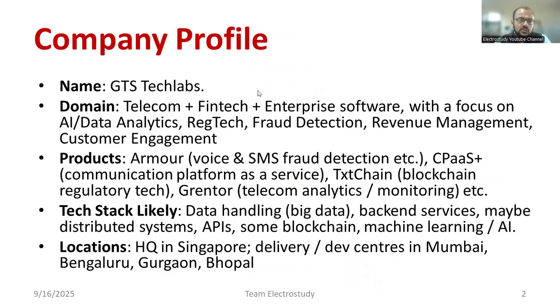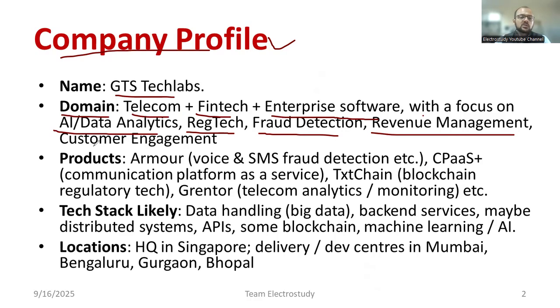Moving on to the discussion, first and foremost, I request everybody to go through the company profile. That is very important. You should know their products and services. The name of the company is GTS Techlab. They are working in the telecom sector, then fintech, enterprise software like ERP development, enterprise resource planning, with a focus on AI and data analytics. Then RegTech. Also, they are popular in fraud detection software. Then revenue management and customer engagement. These are the areas of domain.